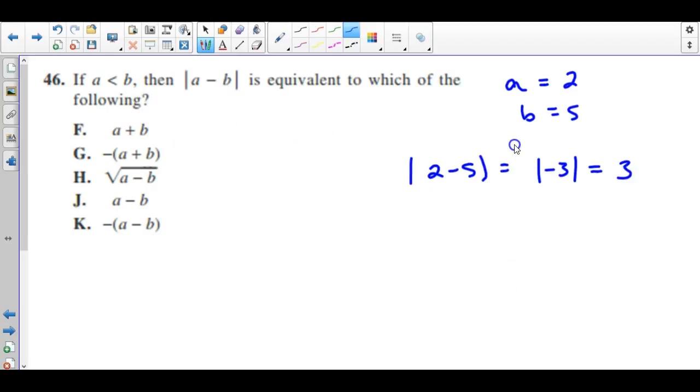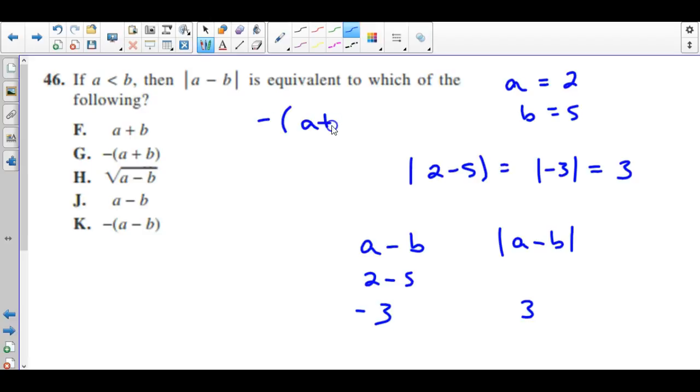If I look at A minus B, which would be 2 minus 5, that would just give me negative 3. What I'm looking at came out to positive 3. So that's really just the opposite of A minus B. So what I really have is the opposite of A minus B, and that comes out to option K. So again, I just decided to pick a couple values. You know right away that if you pick a smaller number and you subtract a number that's greater than it, the answer is going to come out to a negative value. But if you take the absolute value of something, it always comes out positive. So this is what you end up with.